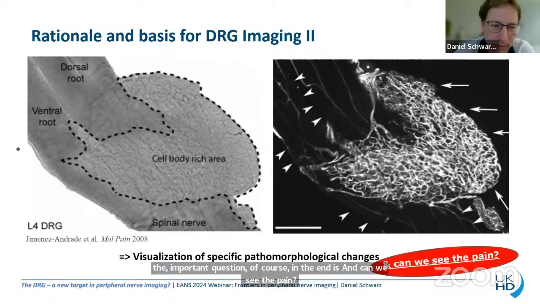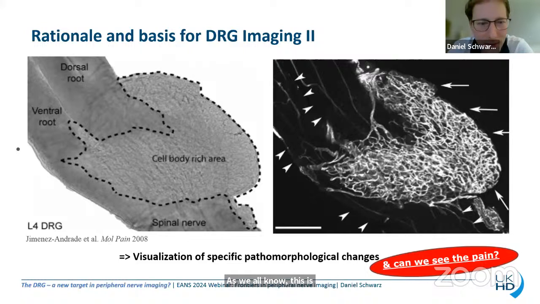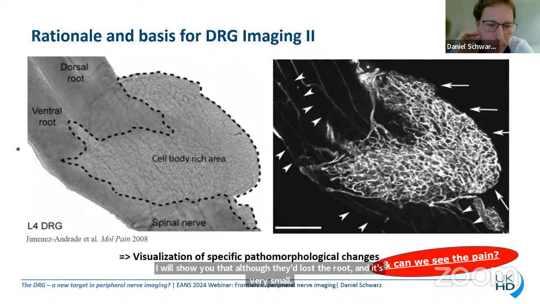As we all know, this is an imminent question, and it's very hard to answer in many circumstances. But I will show you that although the dorsal root ganglion is a very small structure, it actually provides some interesting insights.